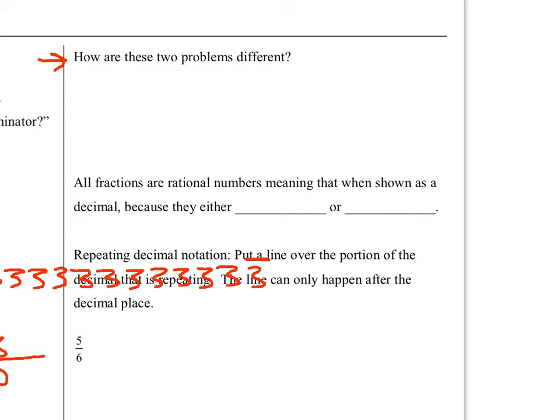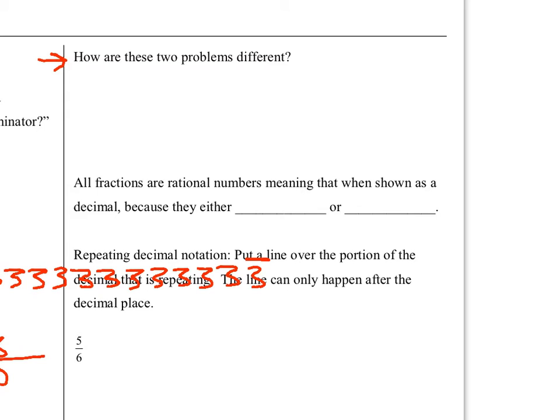What's the difference? RJ. You're going to have to say that a lot louder for everybody in the room to hear. One's repeating and one's not. Okay, so one is repeating and one is not.